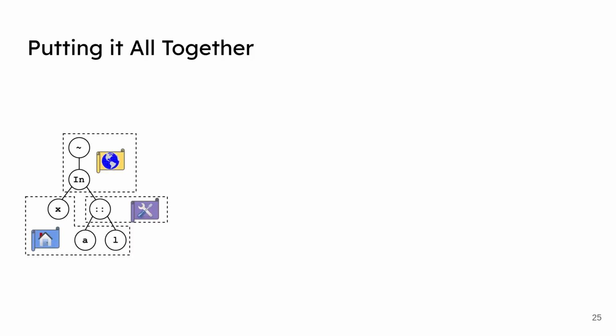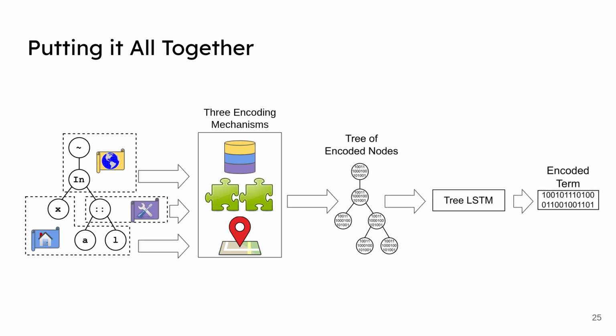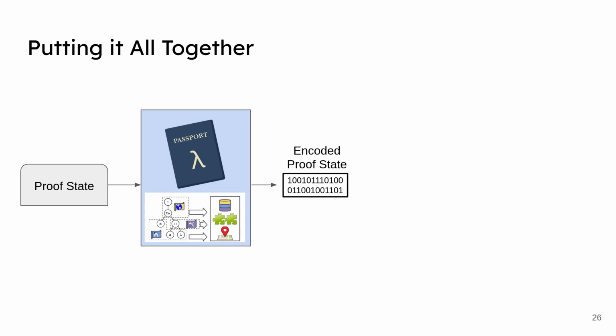So putting it all together, we take these three categories of identifiers and we encode them with three mechanisms that allow us to have a tree of the encoded nodes, which then, depending on our base model, we can either process using a tree LSTM to get an encoded term, or just use some sort of sequence model. That allows us to take our proof states and get encoded proof terms, which contain all the semantic information about the identifiers that we can pass to our core model to get the next tactic. So the natural next question is, how well does this actually work?